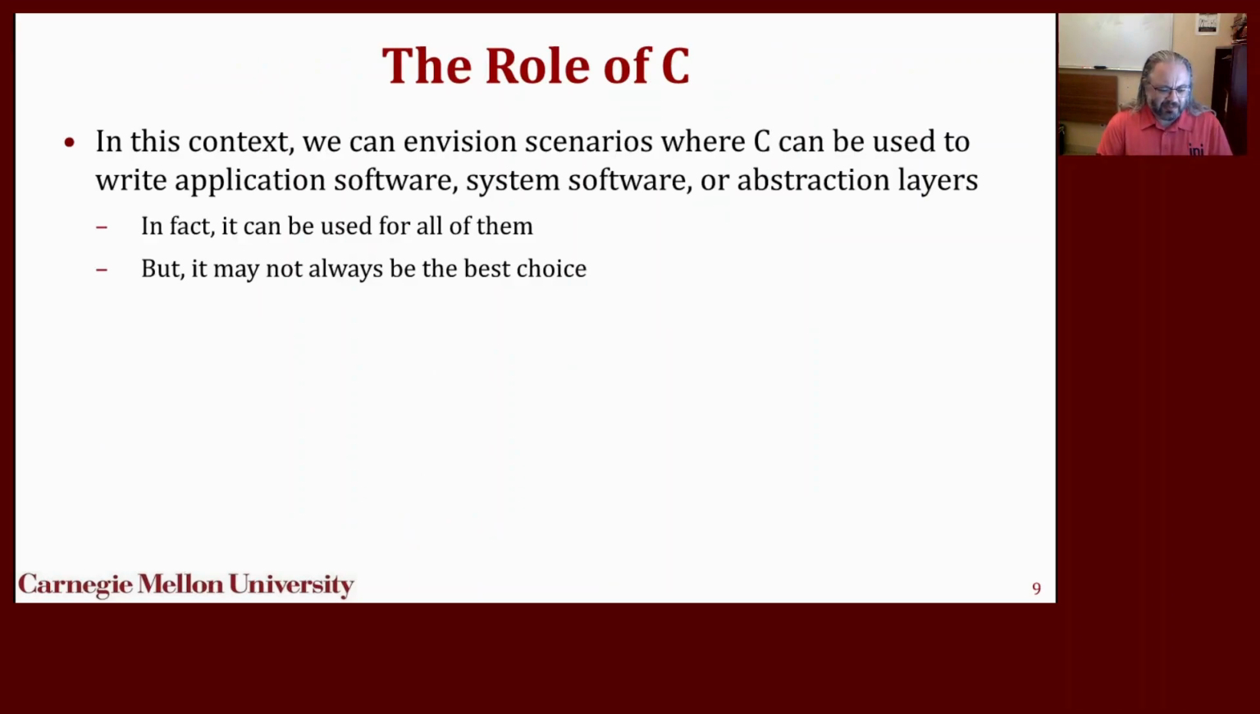So the role of C can actually be multiple different things. We can come up with scenarios where, yes, we actually want to use C to write application software. We can also come up with a wide variety of scenarios where we want to use C to write system-level software, drivers or services. And we can also imagine using C to write the abstraction layer itself, the interaction between the application software and system software. We can use C for all of these things. It might not be the best choice for all of them. It kind of depends on what we're trying to do with it and what the other options are. But in many cases, it may be a viable option.